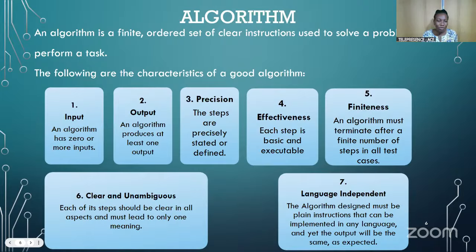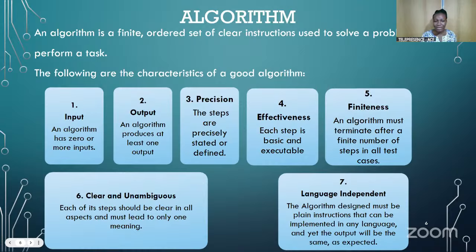That sequential flow is used to solve a particular problem. And an algorithm, before you can call it a good algorithm, must have the following characteristics. Number one is input. An algorithm has 0 or more inputs. It's possible that your algorithm will not have inputs. Yes, it's very, very possible.